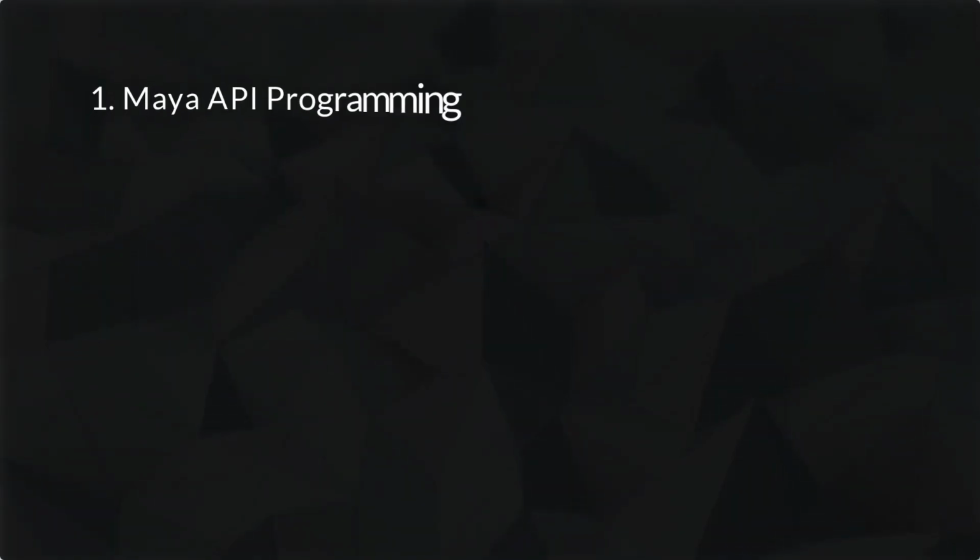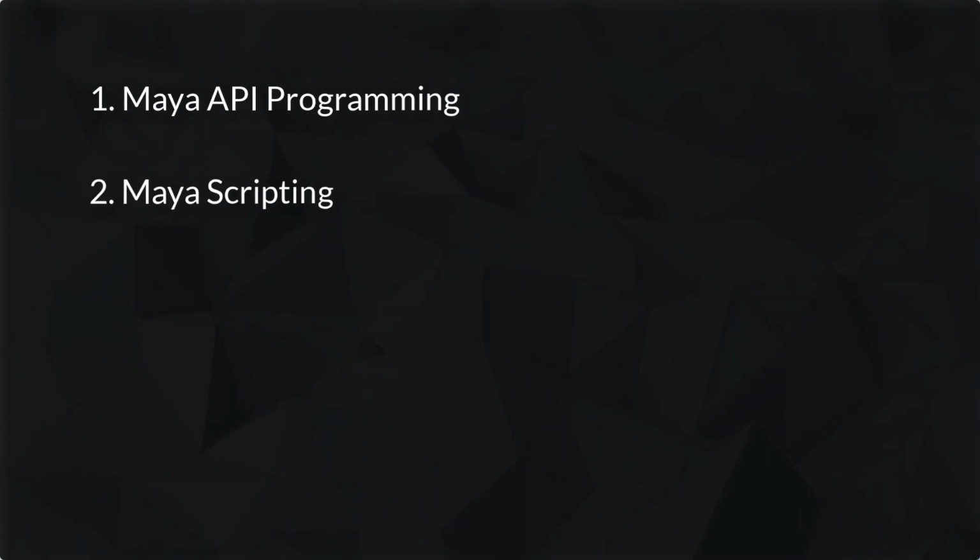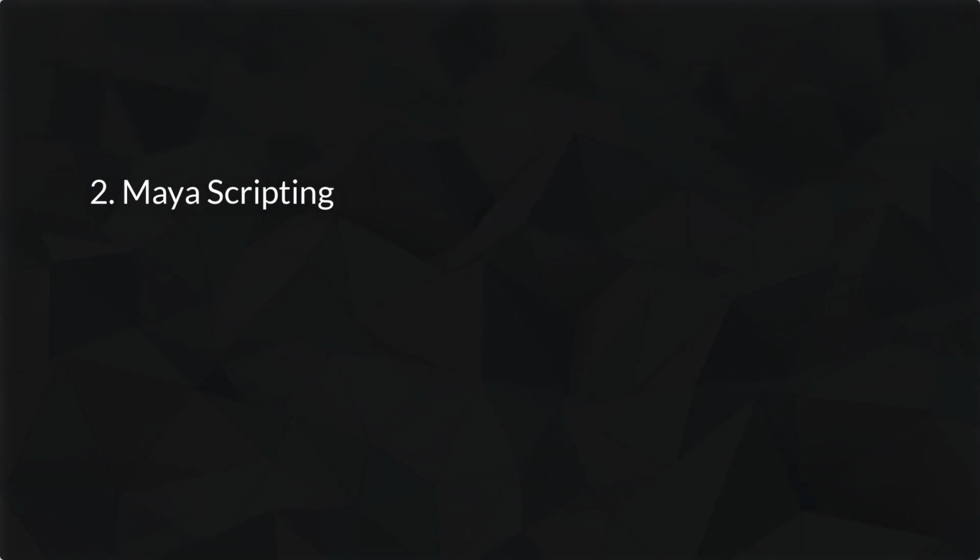So within Maya tool development, there are two main options. There's the Maya API programming and Maya scripting. We will mainly focus on the scripting because it's much more approachable, and it's what I use at least most of the time as a tech artist. And you can do a lot of tools through scripting, and it's very fast to iterate.